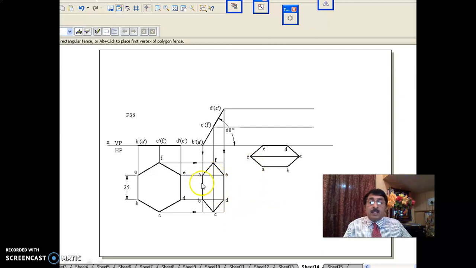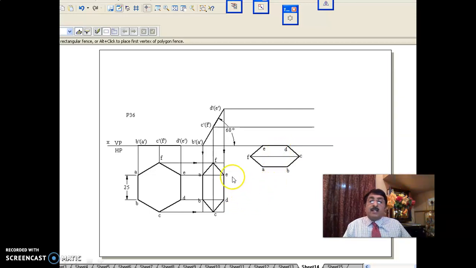Okay. See here, edge on HP, opposite edge is lying in VP means you should put DE on XY line. That means the distance in front of VP should be 0. That is, DE when it is on XY line, immediately you say DE is lying on VP. And you know already B dash, A dash on XY line means AB is on HP. DE is on XY line means opposite edge. AB is on HP, you know. DE is opposite edge. Opposite to AB is DE. This DE on XY line means you should clearly say that opposite edge is lying in VP.